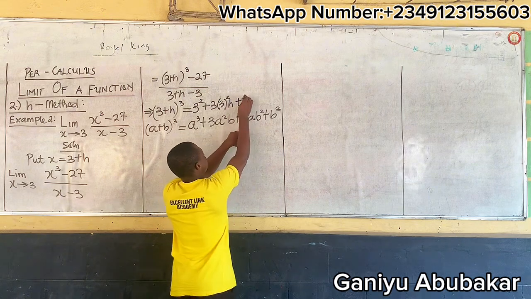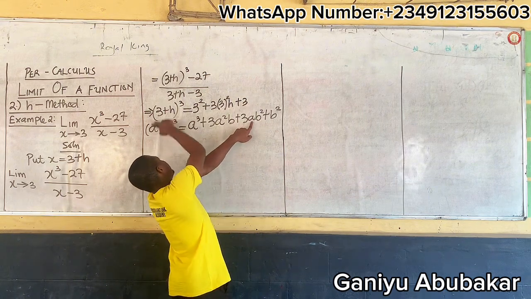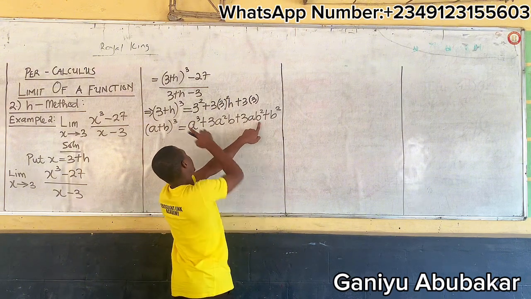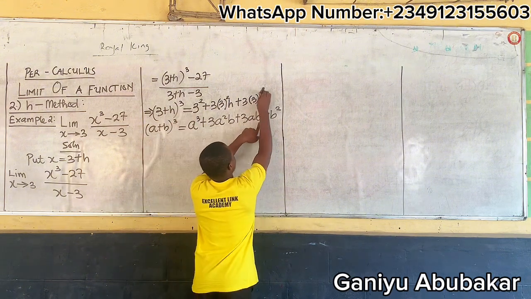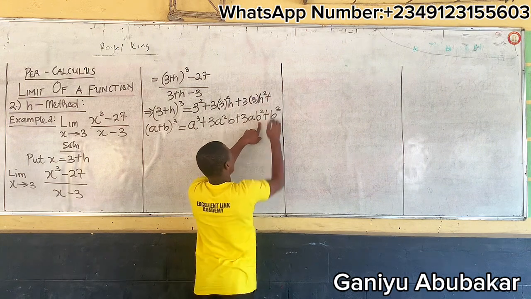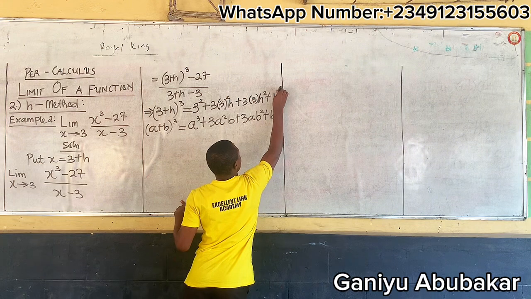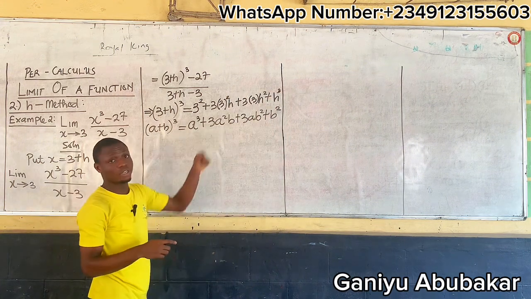Plus, this is 3. What's A? A is of course 3. So A is 3 here. Next up, B. What's B? That's H. That's what, H squared. Finally, plus, what's B? B is H. That's what, H cube. To save time, that's why I apply this concept.